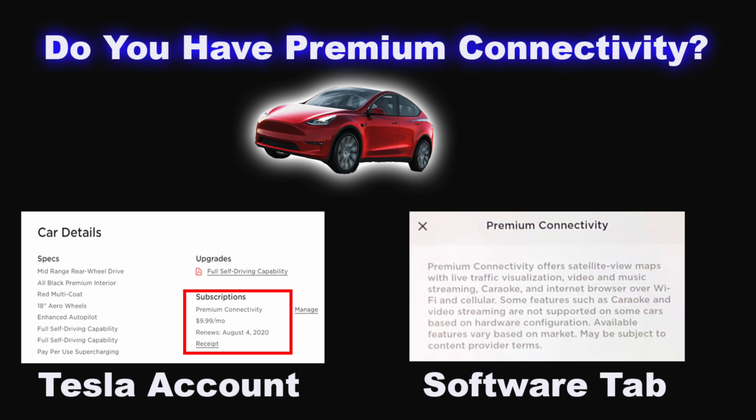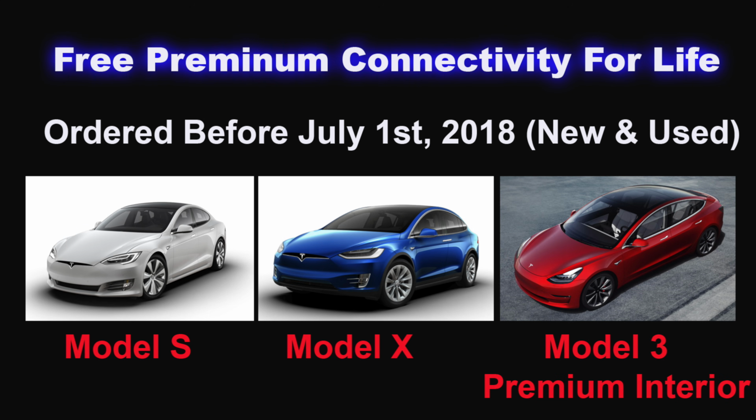There are two ways of checking if you have premium connectivity. If you go to your Tesla account, as well as if you go to the software tab on your Tesla, you should be able to see if you have premium connectivity or standard connectivity. If you purchased a Model S, Model X, or Model 3 with premium interior and ordered before July 1st, 2018, regardless of if it is new or used, you have premium connectivity for the life of the vehicle that you don't have to pay for.